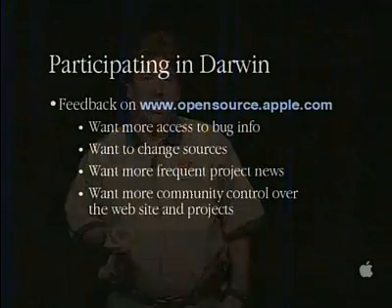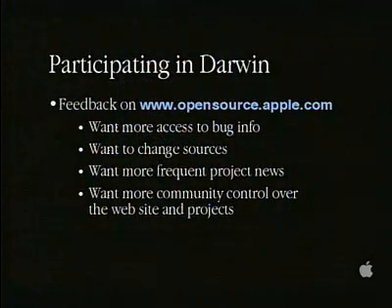And what we've done with the Open Darwin project recently. In the 3 years since we started Darwin, we've gotten a lot of feedback on how the project is run, both good and bad. People obviously really like the idea of Apple doing open source and participating to this extent, but they've wanted more consistent and real-time access to bug tracking information. They've wanted to have more people be able to change the sources.